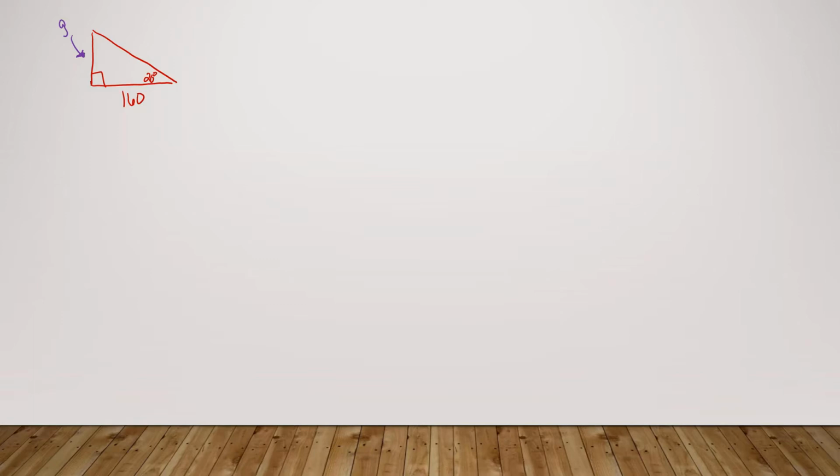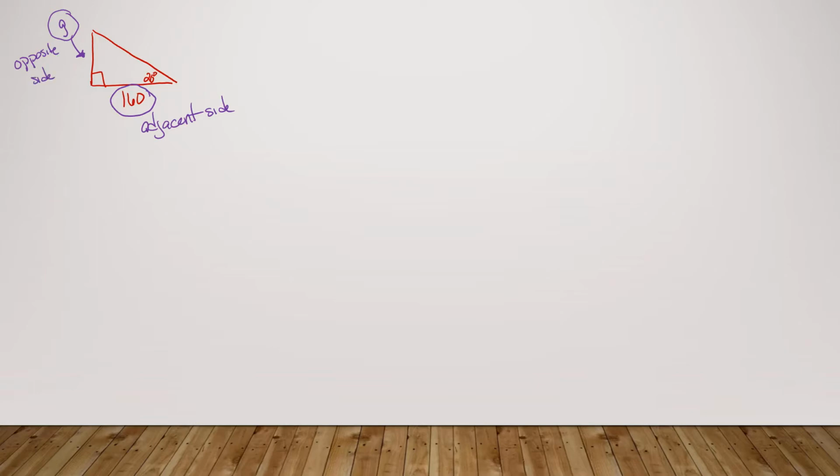Now, look at the sides they've given us. They gave us this side of 160. That 160, where is it in relation to the 20-degree angle? It's next to it, isn't it? So since it's next to it, this would be considered the adjacent side. Look at G. G is located where with respect to the 20-degree angle? It's located opposite, so G would be considered the opposite side.